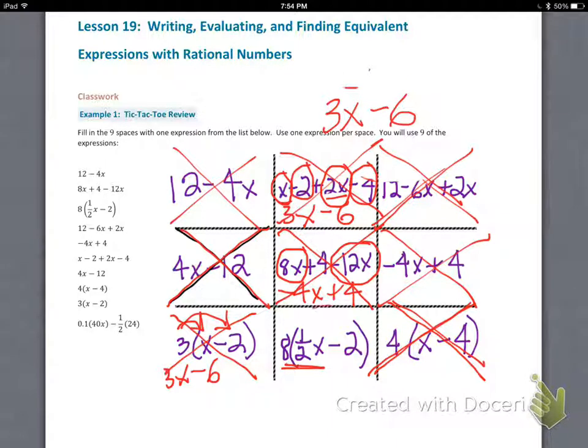Now this one, the last, our sole surviving one, if we work it out here, 8 times 1/2 x is 4x, and then 8 times negative 2 is negative 16. So that's what that one is. It's not equivalent to that one. But was it equivalent to one that we did already? And I am noticing that it actually is. This is actually equivalent to this here, because we could make it look exactly like that. So I missed that one.